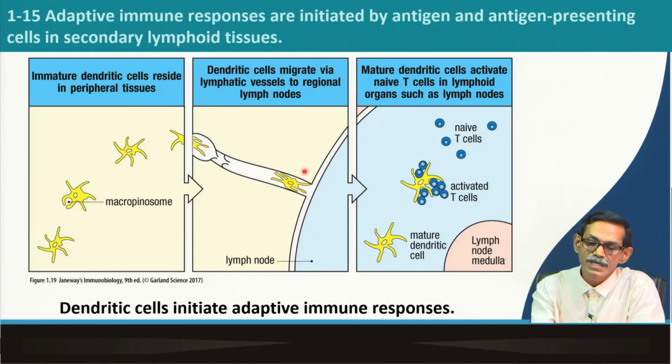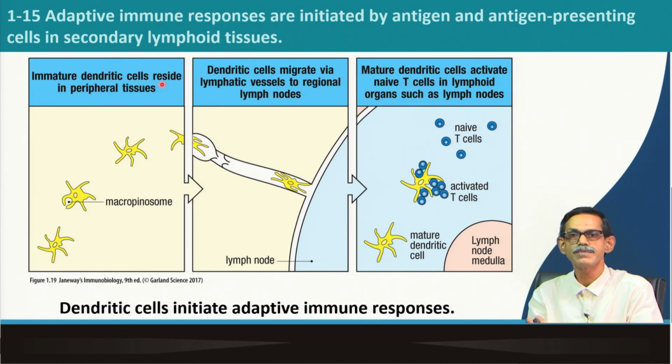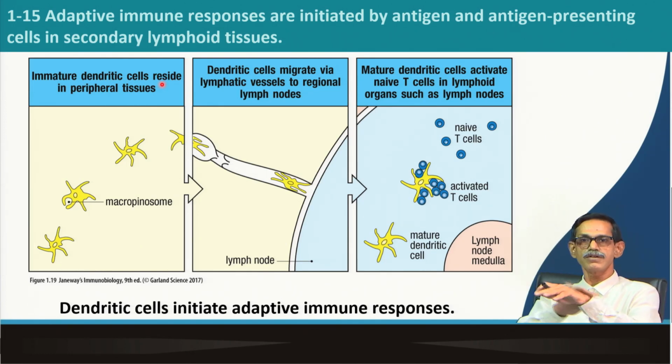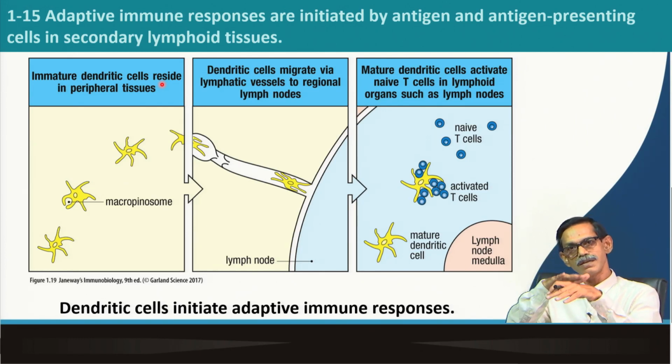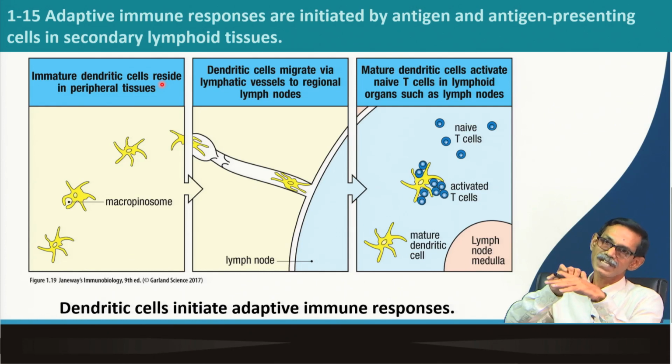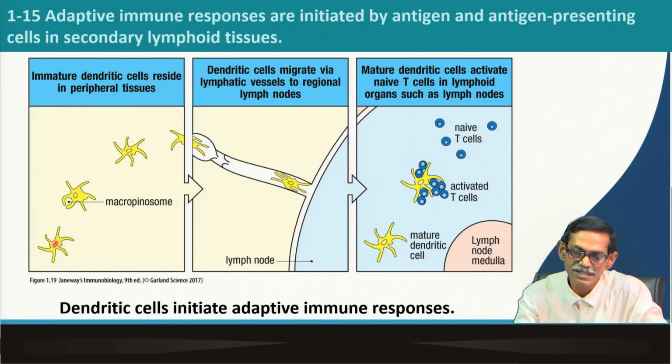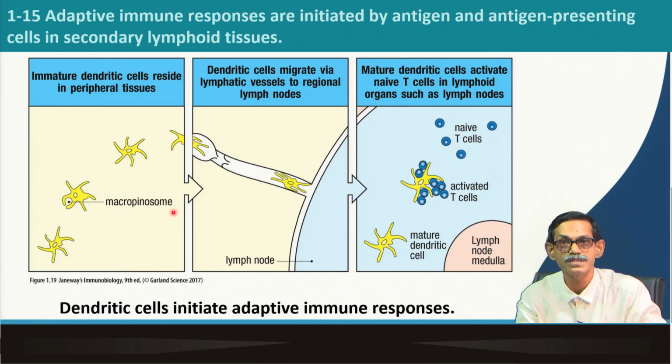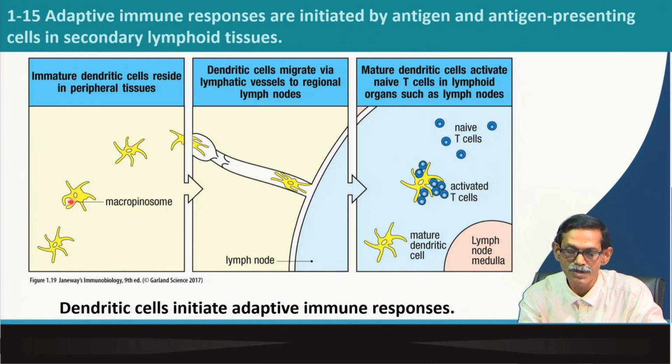What is happening? You see, immature dendritic cells reside in the peripheral tissue. In skin or some other peripheral tissue, immature dendritic cells are lying in between. If there is any cut or any infection here, dendritic cells are there, and they can do macropinocytosis and form a macropinosome where they will capture the bacteria or other pathogen, whatever is there.